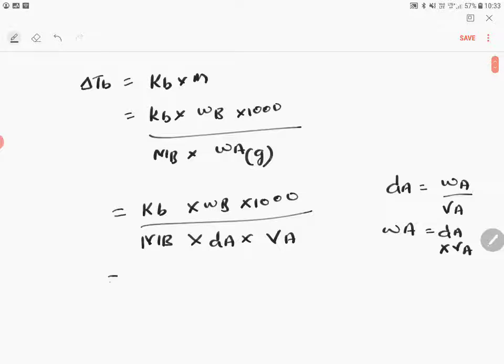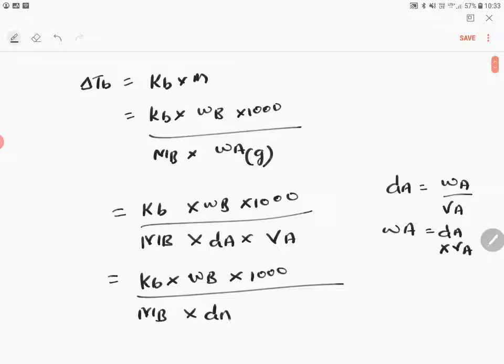Okay. Now once again, KB into WB into 1000 divided by MB, molar mass of solute, into density of solvent into volume of solvent. Volume of solvent is equal to volume of solution minus volume of solute. Okay. So remember here, always A is solvent, B is solute.